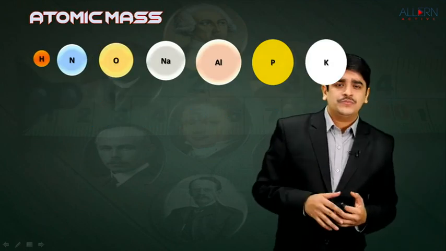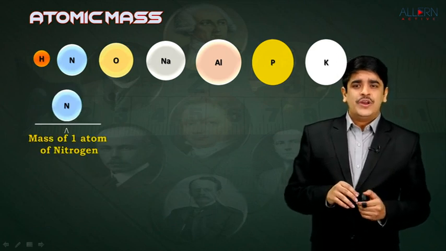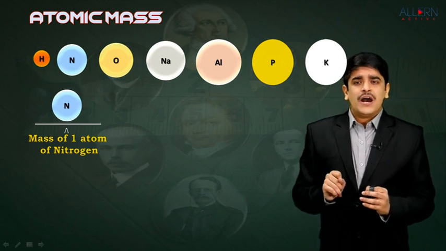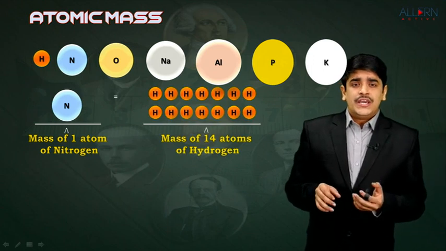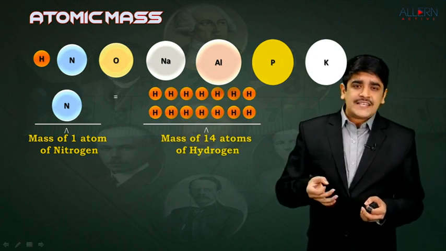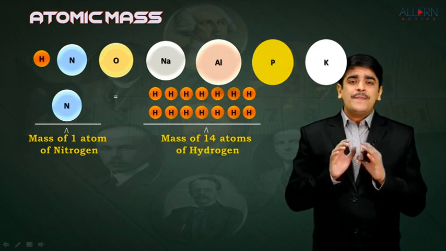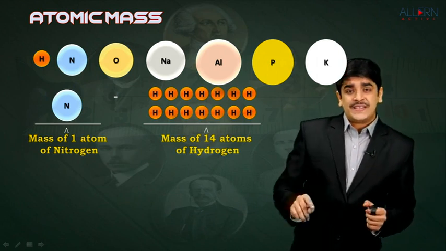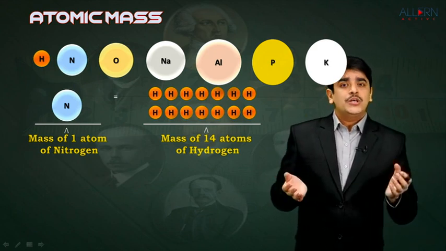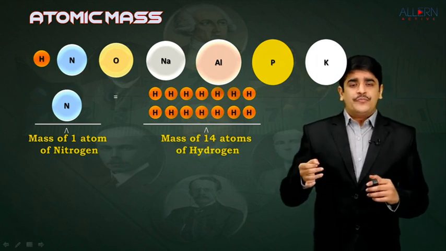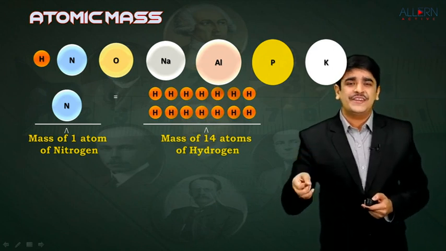So, suppose we have hydrogen, nitrogen, oxygen, sodium, aluminium, phosphorus, potassium. Let's select an element over here. Let us take nitrogen. I want the mass of a single atom of nitrogen. The mass of a single atom of nitrogen is 14 times heavier as compared to a single atom of hydrogen. So, if I take 14 atoms of hydrogen and place them in one arm of the beam balance and place a single atom of nitrogen onto the other arm, both of them will be balanced perfectly. So, I can say that the mass of a nitrogen atom is 14 times heavier as compared to the mass of a single hydrogen atom.